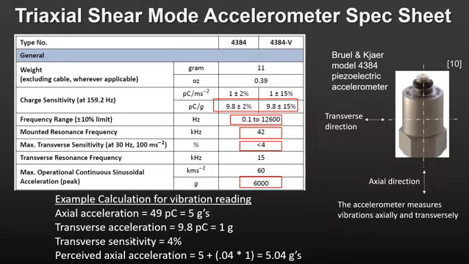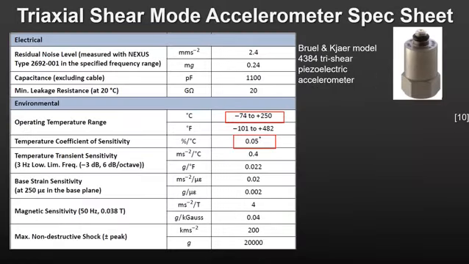As an example, suppose the actual axial acceleration were 5 Gs, which would be a charge of 5 picocoulombs, and the transverse acceleration were 1 G, which would be 9.8 picocoulombs. At a transverse sensitivity of 4%, the accelerometer would tell you that the axial acceleration is 5.04 Gs, not 5 Gs. The sensor operates between -74 and 250 degrees C, with a temperature coefficient of sensitivity of only 0.05% per degree C.